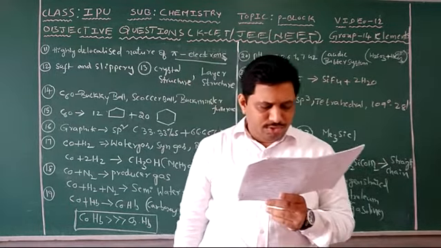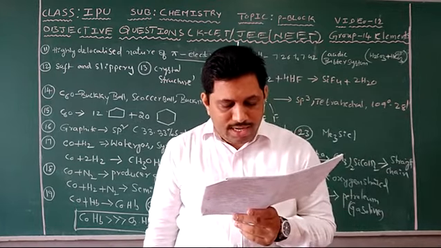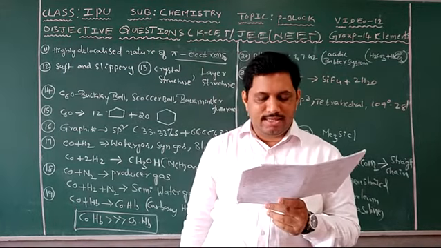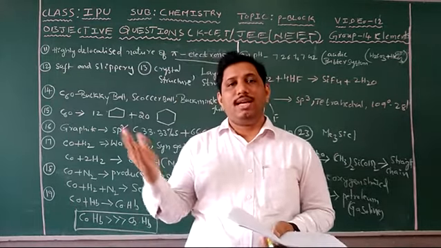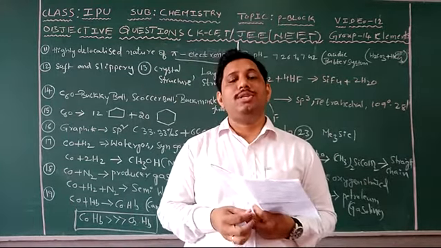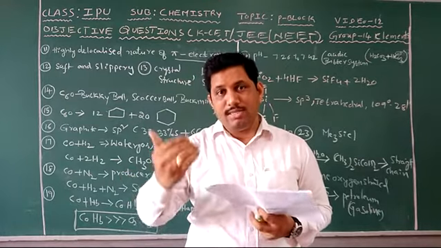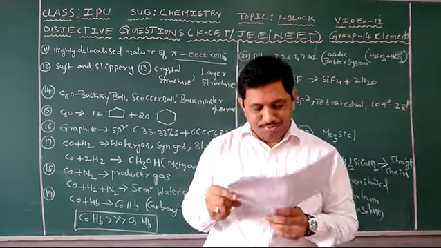Next question, student. Question number 12. Graphite cleaves easily between the layers. Thus it is soft and slippery in nature. Graphite cleaves between the two layers because graphite is soft in nature as well as slippery in nature.